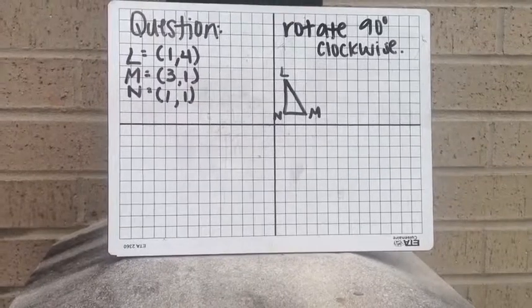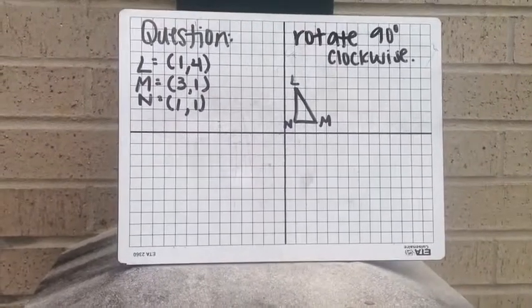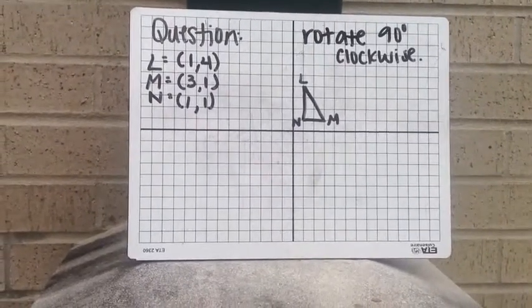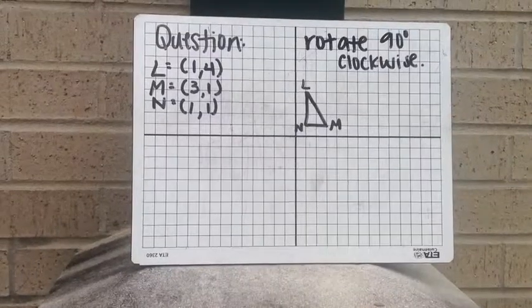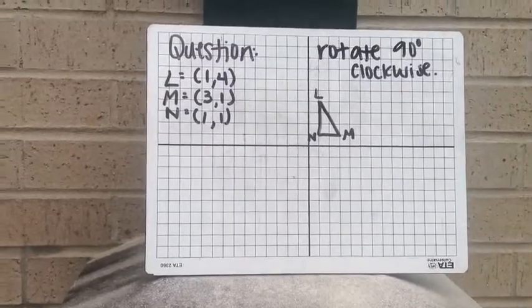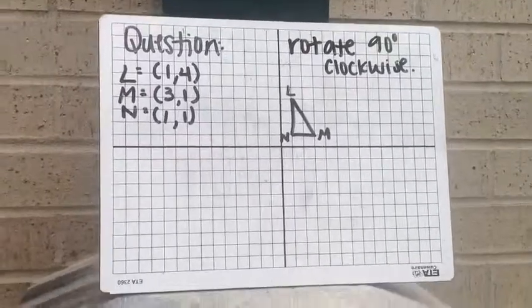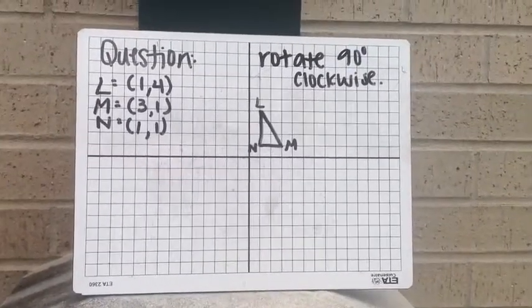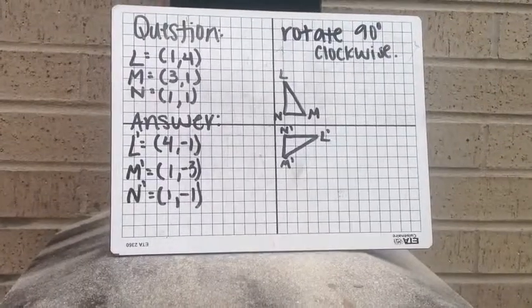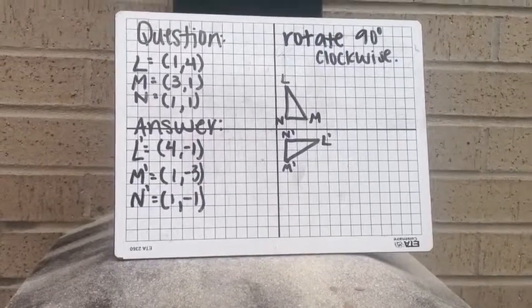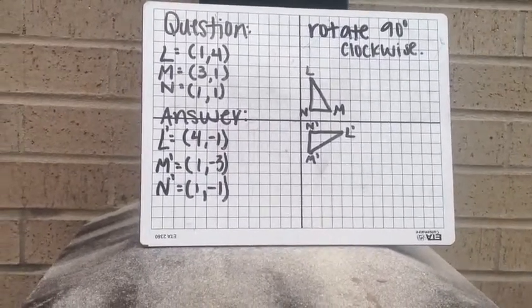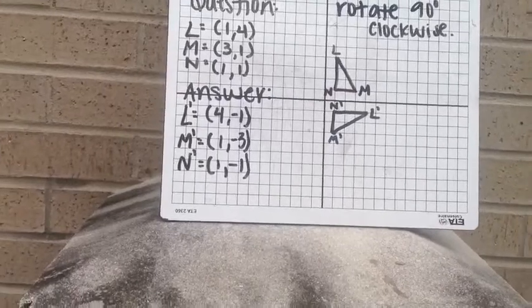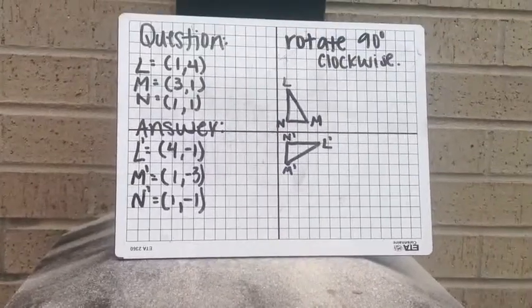Question 3. Rotate 90 degrees clockwise. Coordinate for L is (1, 4). Coordinate M is (3, 1), and coordinate N is (1, 1). Please pause the video here. This is our new figure. L prime equals (4, negative 1), M prime equals (1, negative 3), and N prime equals (1, negative 1).